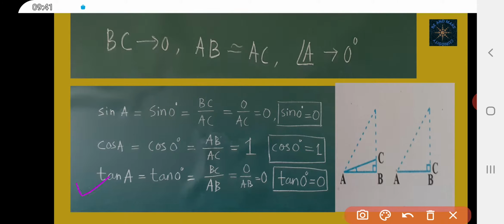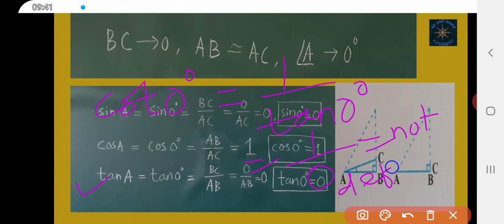Then come to cot 0 degree, which is reciprocal of tan 0 degree. So 1 by tan 0 degree. Tan 0 is equal to 0. So 1 by 0, you know, not defined. So cot 0 degree is not defined.